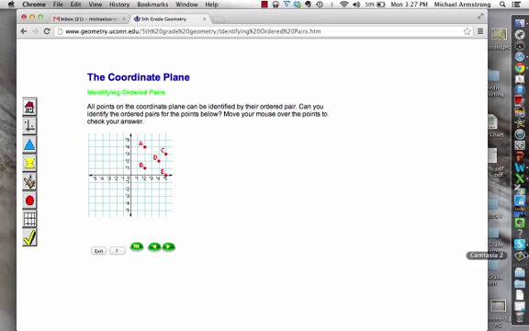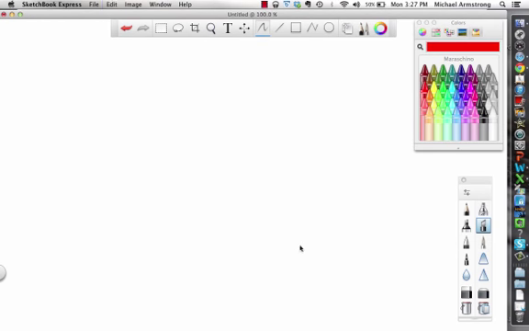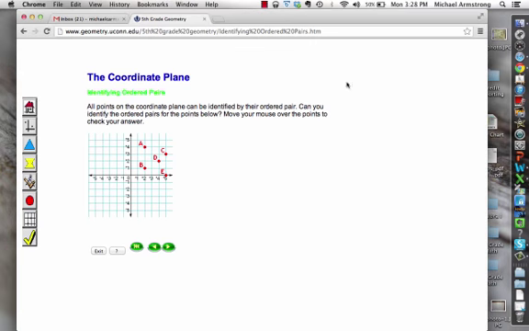On this one, I can't draw on this screen. I'd have to come over here. A was over 2, up 4. It'd be +2, +4. B would be +2, +1, and so on. But let's look at, they're going to probably give us some in a different plane.